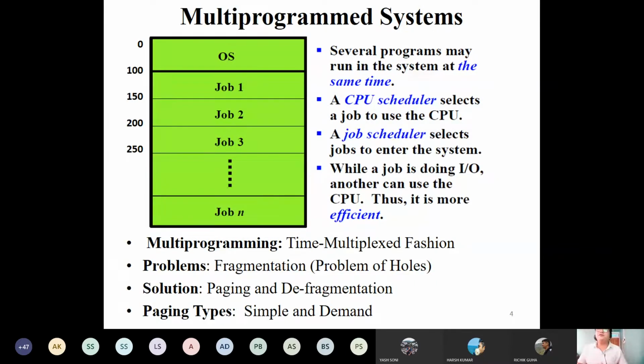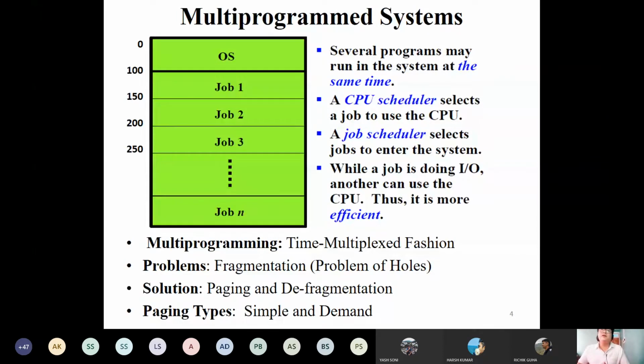In case of a multi-programmed OS, the user space or the memory is divided into different partitions, inside which the jobs will be selected and initialized in the computer memory for execution. So jobs will be selected from the secondary storage device and kept or initialized into different partitions.